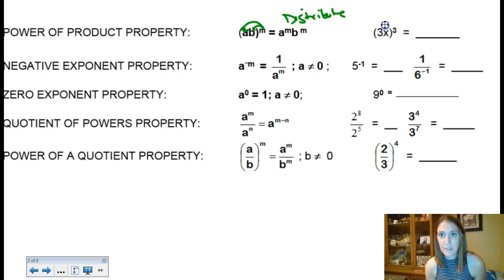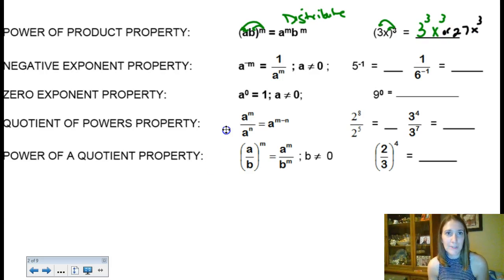So same thing's going to happen here. We have 3 and x, which are separate bases, and we're going to distribute them to their exponents. So this becomes 3 to the 3rd power and x to the 3rd power. Now you could take this further and call that 3 to the 3rd power 27, x to the 3rd power. But the point of our lesson today is to illustrate the properties of exponents. So as long as you've done that, I'm happy.